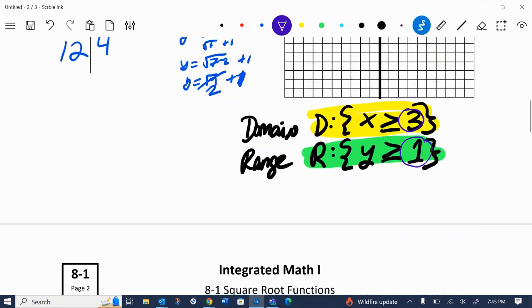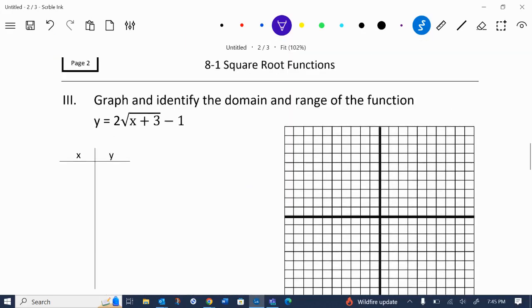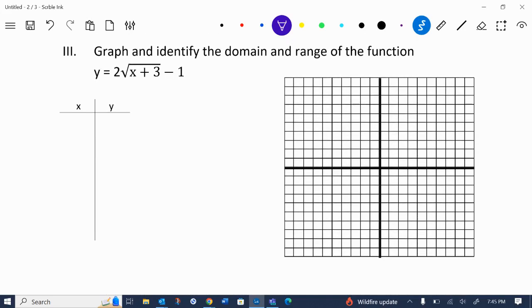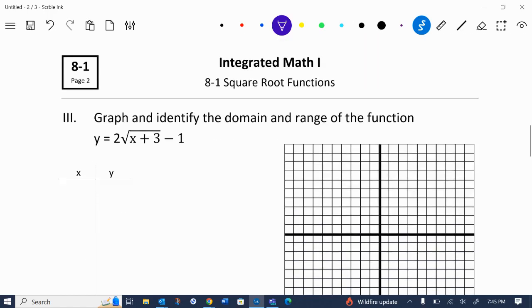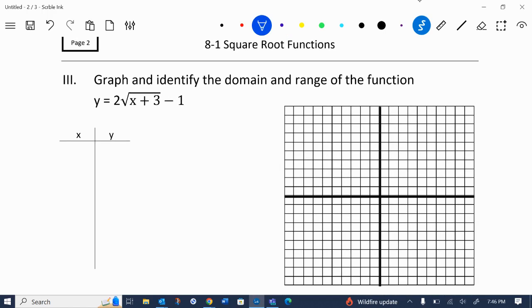Let's use that concept on this next thing. We'll do a couple of other examples here. Let's do this one. Right here, we have to take this part. Let's take the square root out. X plus 3 is greater than or equal to 0. Let's subtract 3. X is greater than or equal to -3. So put a -3 in here.